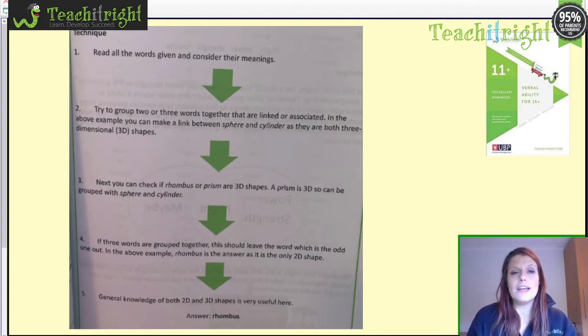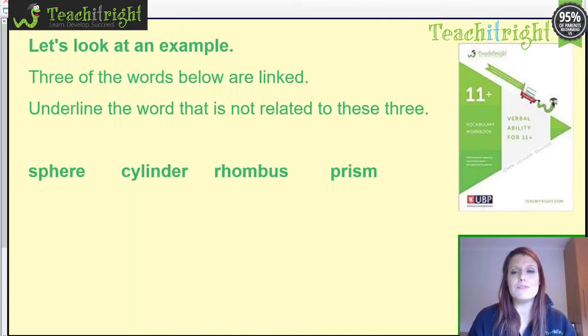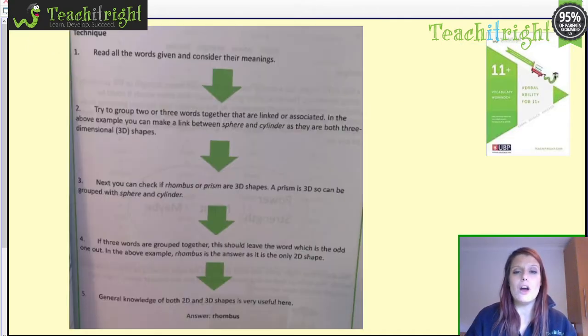So, step-by-step technique. First of all, it's really important to read all the words given and consider their meanings. Try to group 2 or 3 words together that are linked or associated. So how are they related to each other? In the shape example, you could make a link between sphere and cylinder as they are both 3-dimensional shapes. So remember, we're looking at these 4 shapes here: sphere, cylinder, rhombus, and prism. A sphere and cylinder, we know, are both 3-dimensional, 3D shapes. Next, you could check if rhombus or prism are also 3D shapes. A prism is, so it could be grouped with sphere and cylinder.